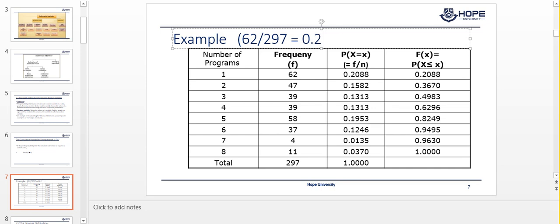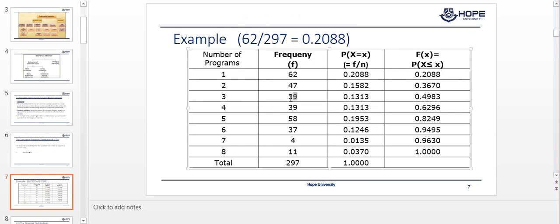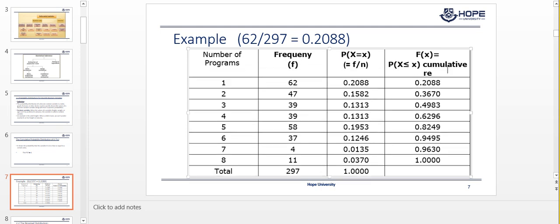0.2088. All the other cell numbers in this column we receive the same way, by changing only this variable. If it's this, we change it to 47, also 39, also 39, also 58, also 37, like that. We divide each by 297, 4 divided by 237, 11 divided by 207. We should receive these numbers. This we also call the cumulative relative frequency.